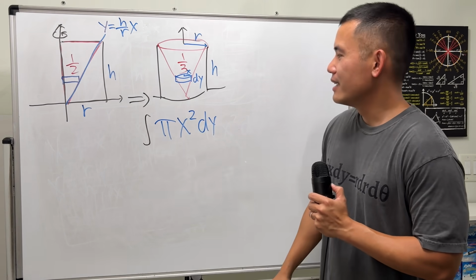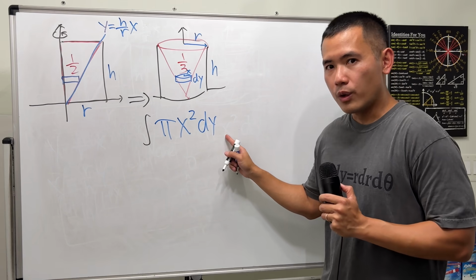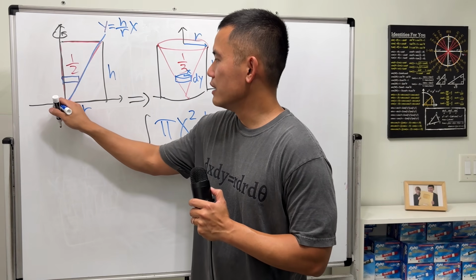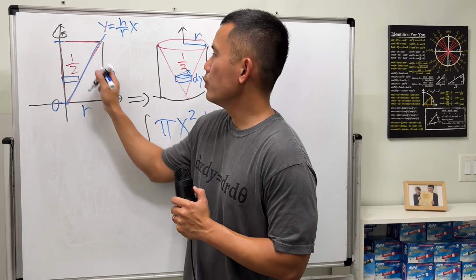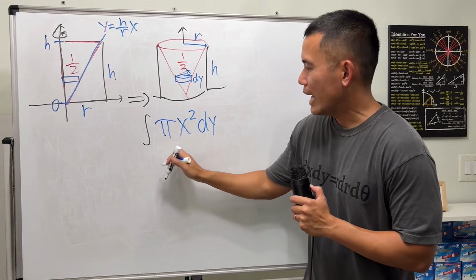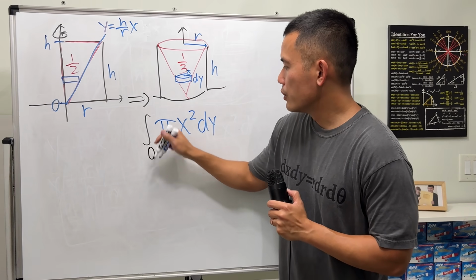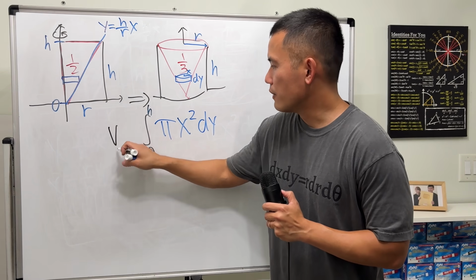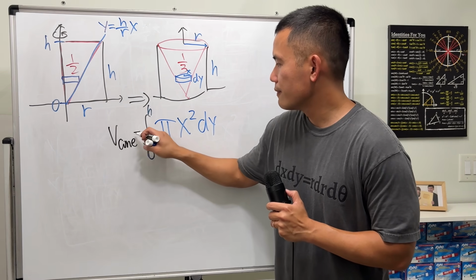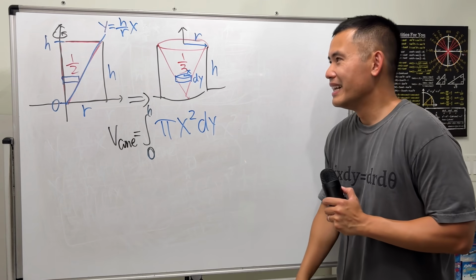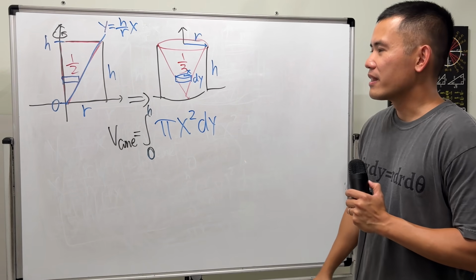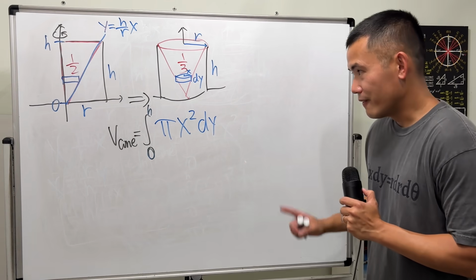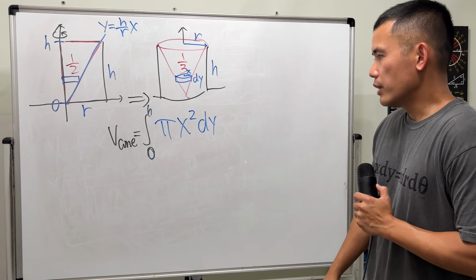We integrate it. Well, because we are in the y world, take a look right here. The starting y value is 0. And then the ending y value will be h. So we have to go from 0 to h. And this will give you the volume of a cone. This right here is of course called the disk method, and this thing right here is called the volume of revolution. Very cool.